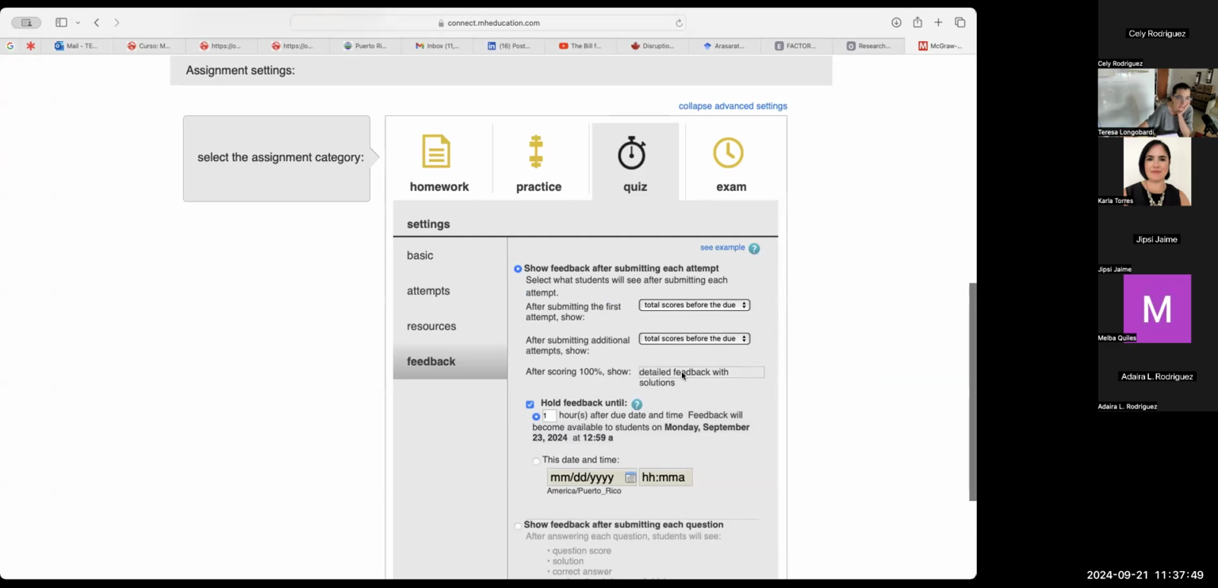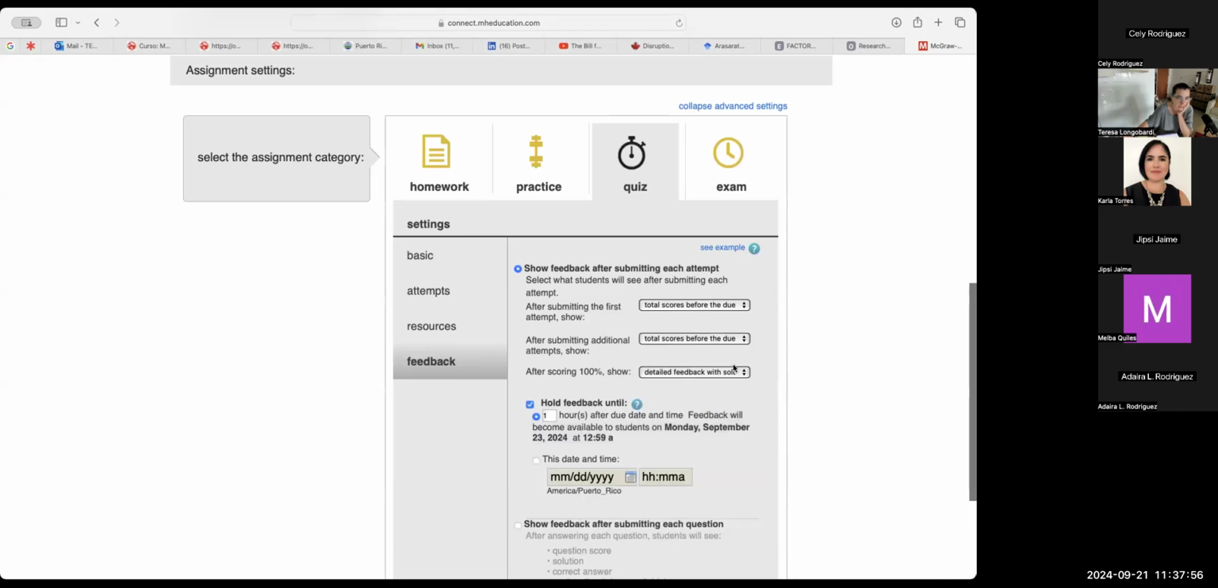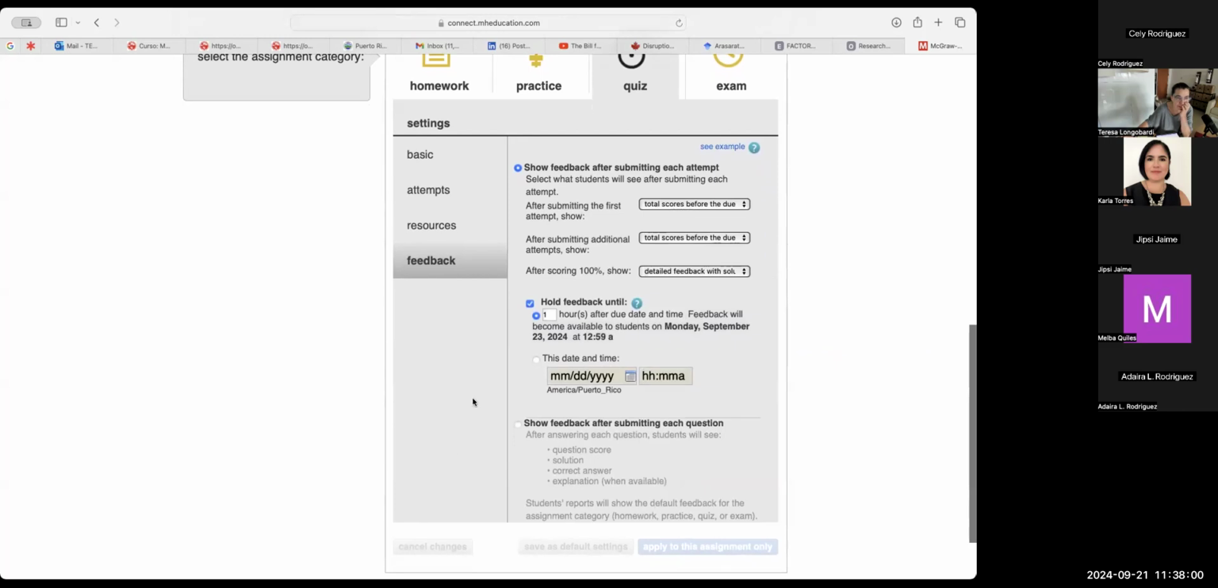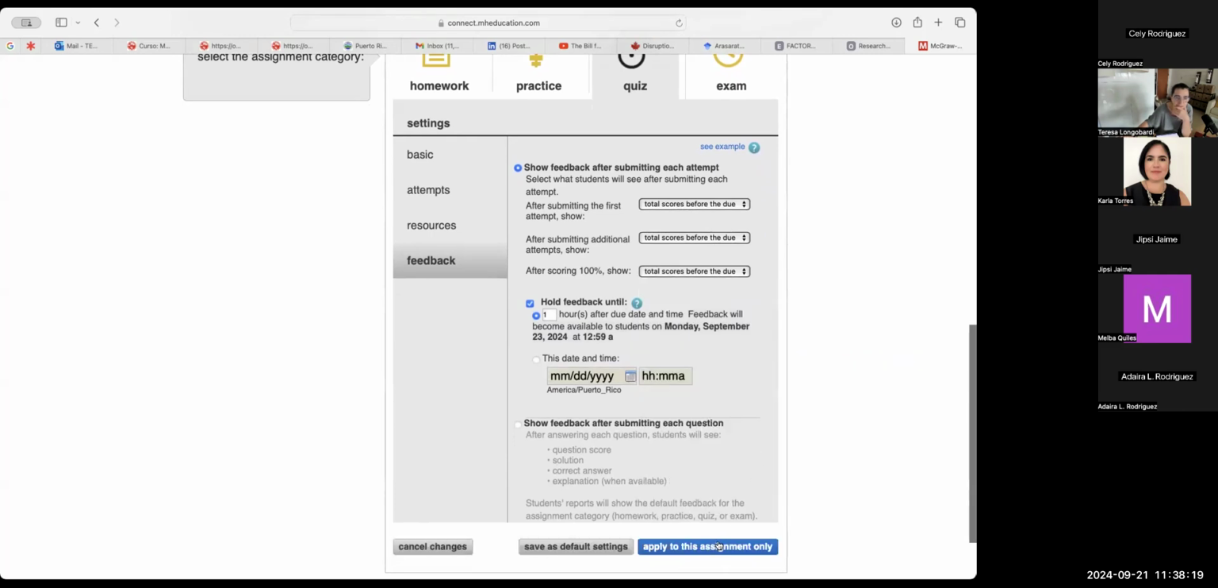But then if you get 100% detailed feedback, so I have to say... see, the problem is detailed feedback with solutions. It's not going to show you that because I said hold feedback. So that's why it's blocking it. It's after the due date, it will show you. But yeah, you want to see it, right? So total scores before the due date, all detailed feedback. It should be the same, but for some reason this doesn't work. Okay, I'm going to turn this on and you can tell me if you can see it now.